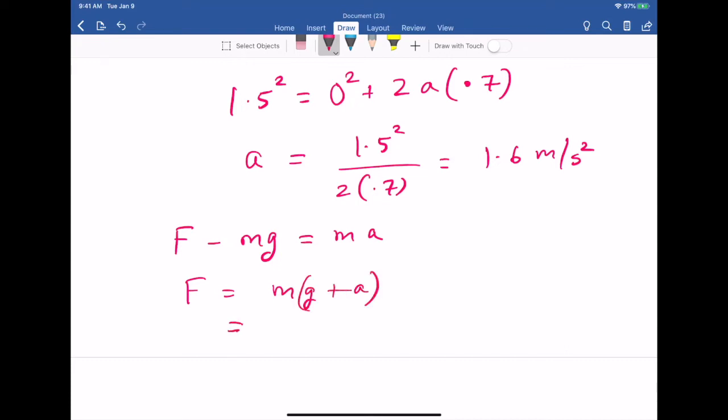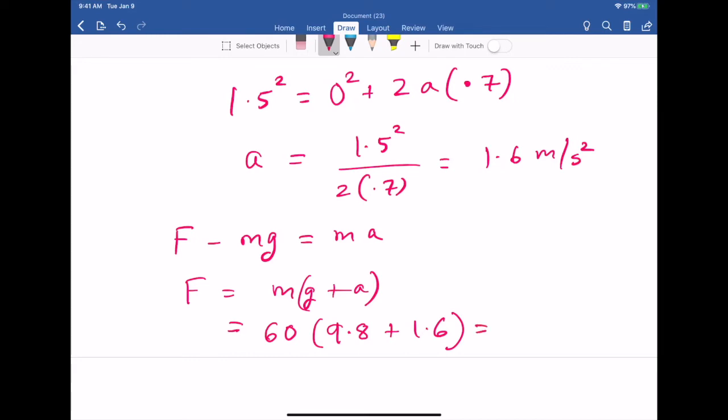All right, so we know the mass of the person, it's 60 kgs. What should I plug in for g? A very common misconception is that I need to plug in negative 9.8 for g, but that's not what you need to plug in. You should plug in positive 9.8 for g, and a we already found was 1.6, right?